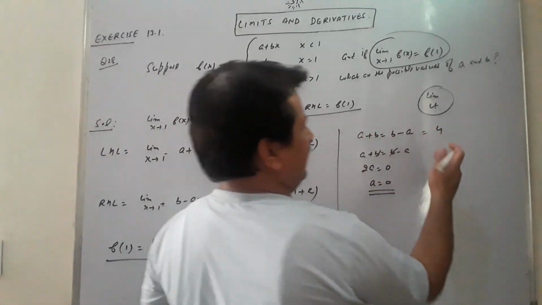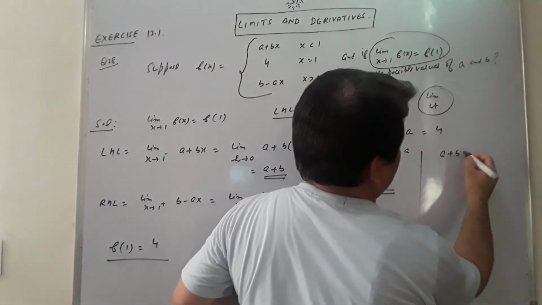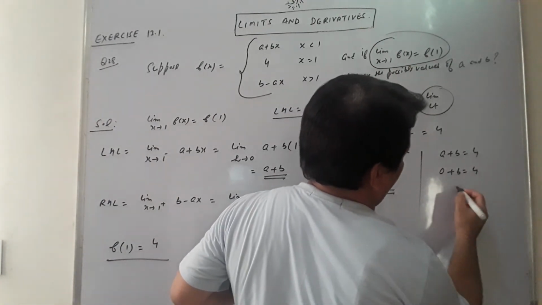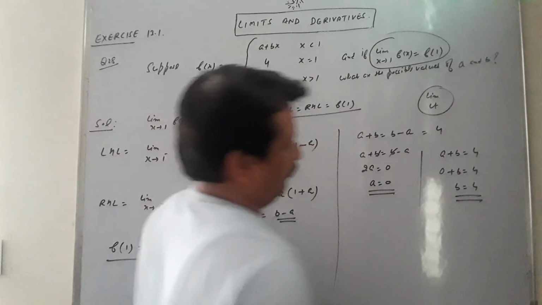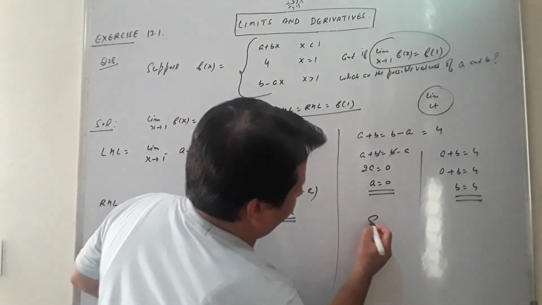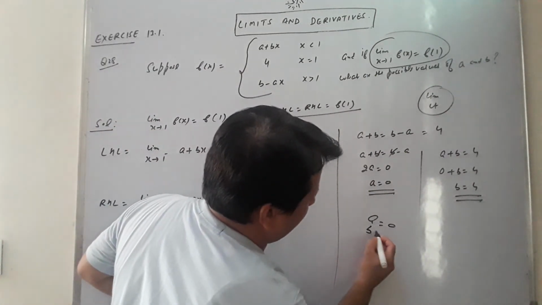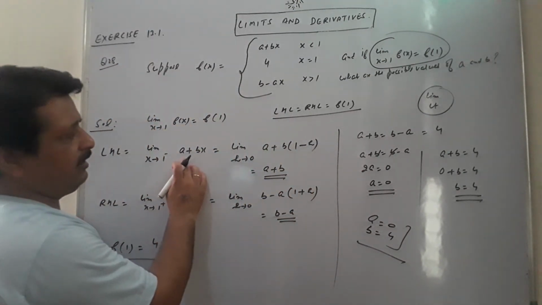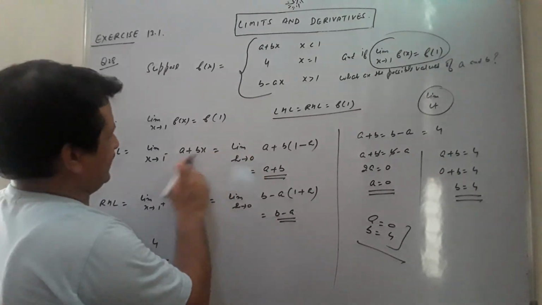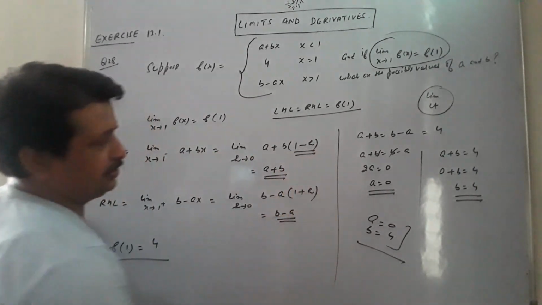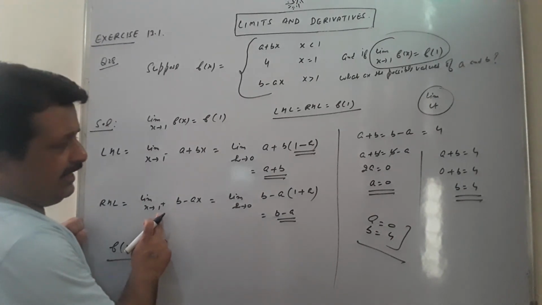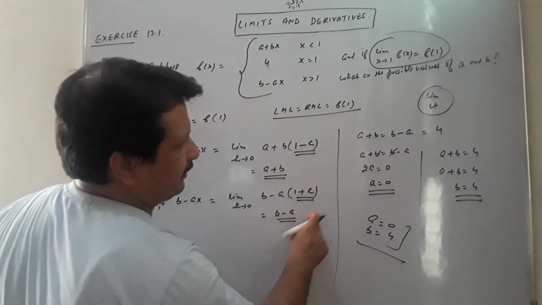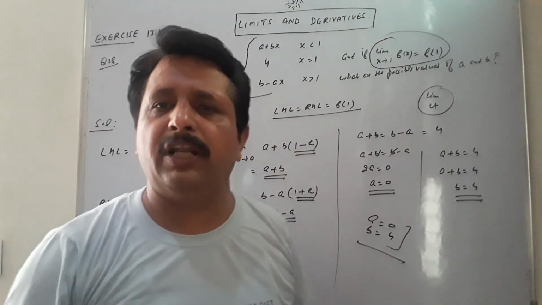Now anyone you can take, that is a plus b equal to 4. We can put this a as 0 here, 0 plus b equal to 4. So b will come as equal to 4 then, students. Here the value of a will come as equal to 0, the value of b will come as equal to 4. Once again, students, I want to tell you here, a plus bx, for the left hand limit 1 minus h, for the right hand limit 1 plus h. Be careful while you apply it, and in that way we can find out the value of a and b.